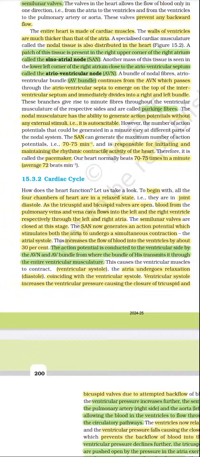The action potential is conducted to the ventricular side by the AV node and AV bundles, from where the bundle of His transmits it through the entire ventricular musculature. This causes the ventricular muscles to contract, ventricular systole. Atria undergo relaxation, diastole, coinciding with the ventricular systole.